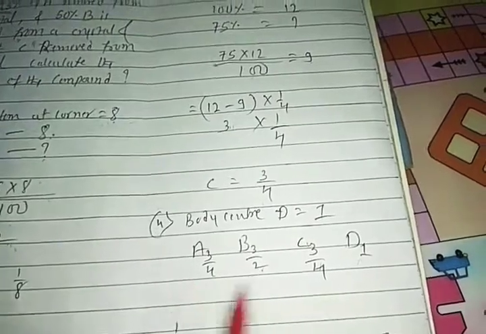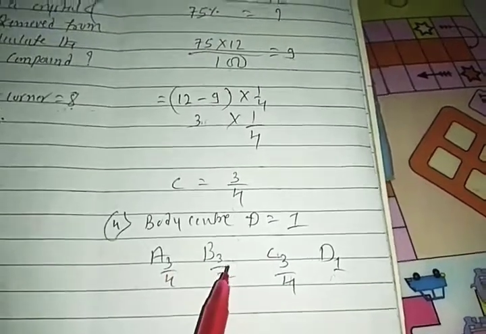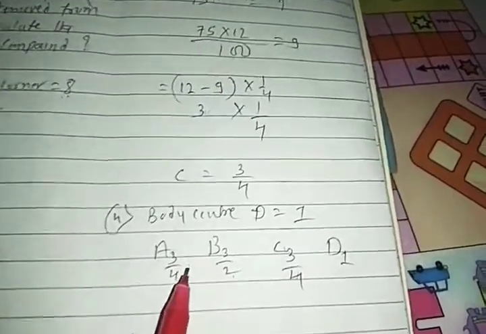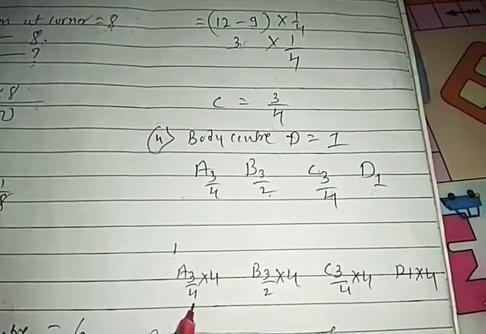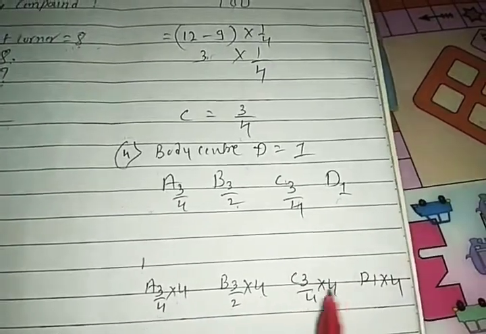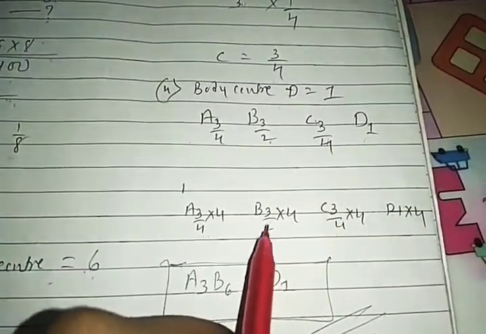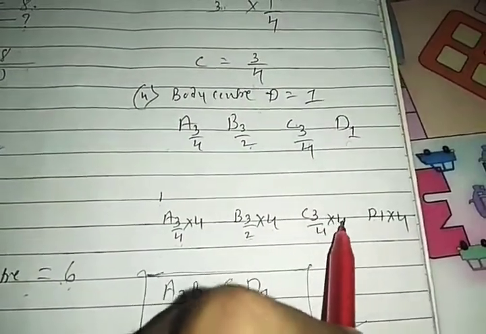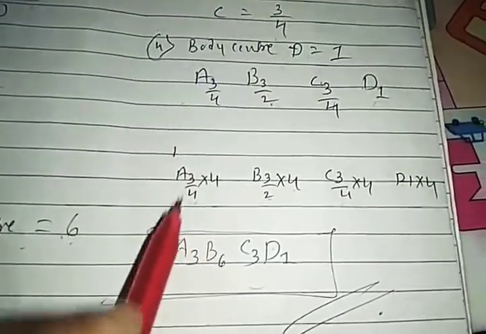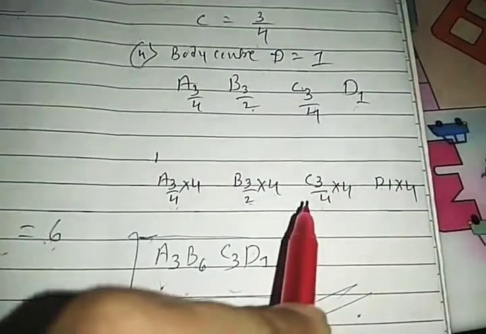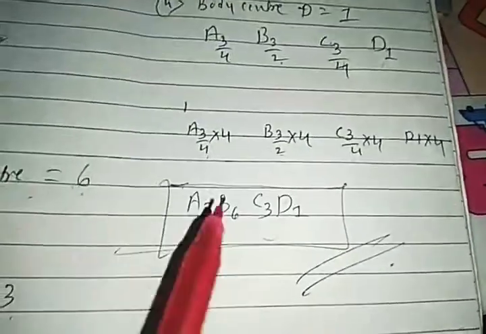To calculate the simplest whole number ratio, multiply with 4. If you multiply with 4, then 3 by 4 into 4, 3 by 2 into 4, 3 by 4 into 4, 1 into 4. So the 4s get cancelled, and this is 12 by 2, and again the 4s get cancelled. So A is 3 atoms, B is 6 atoms, C is 3 atoms, D is 4 atoms. So this is the formula of the compound.